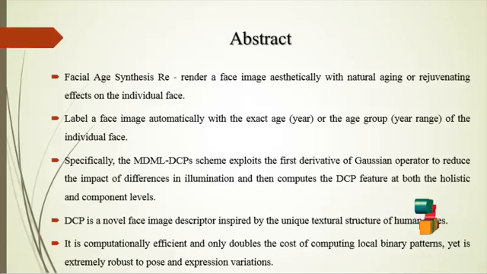Specifically, the MDML DCP scheme exploits the first derivative of Gaussian operator to reduce the impact of different illumination, and then computes the DCP features at both the holistic and component levels. DCP is a novel face image descriptor inspired by the unique textural structure of human faces. It is computationally efficient, only doubling the cost of computing local binary patterns, and it is extremely robust to pose and expression variation. Finally, we calculate the age by automatic face age estimation.